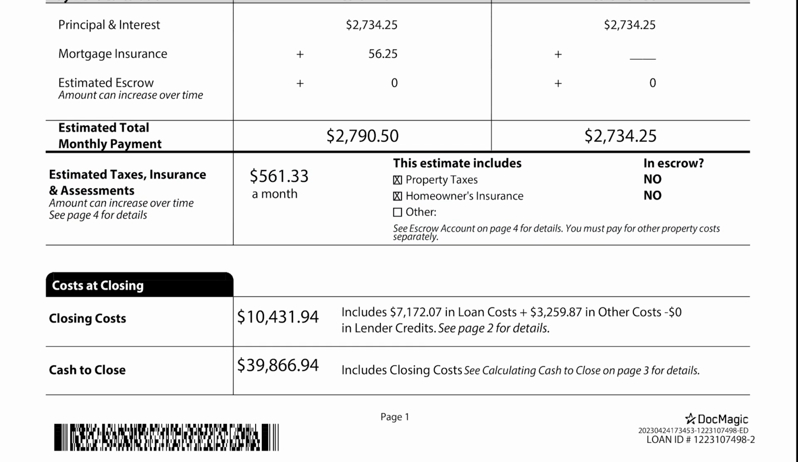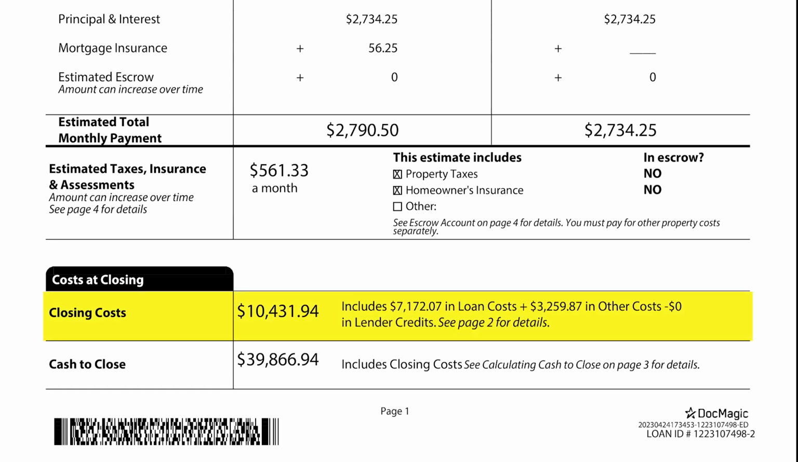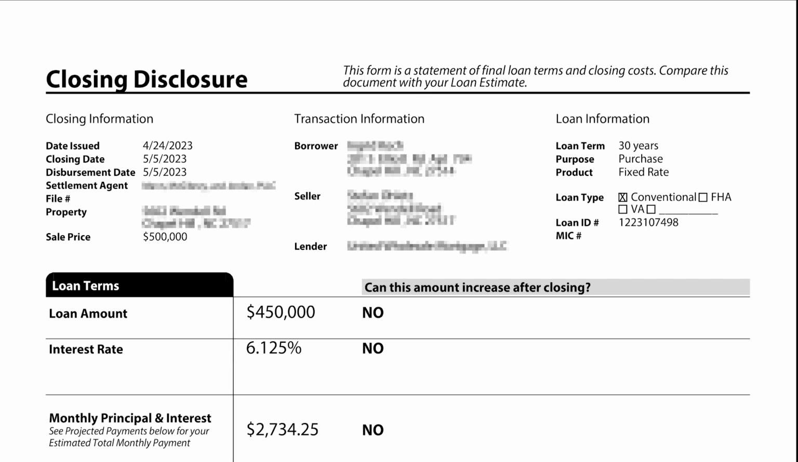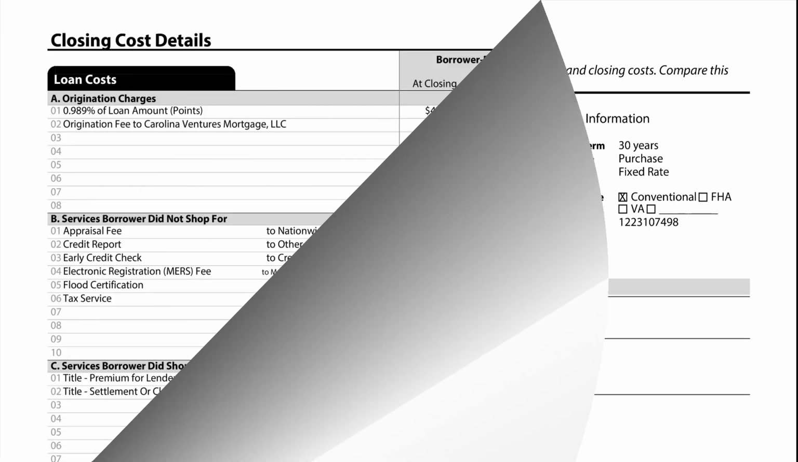At the bottom is a sort of a summary. It will outline the total closing cost here, $10,431.94. On the next page, we'll go through this information in more detail. This just gives a snapshot of the total closing cost here, and then what's called your cash to close. Cash to close are your closing fees plus your down payment. So the second page is where I'll review more information in detail about the closing costs.